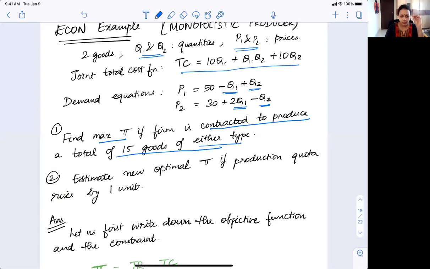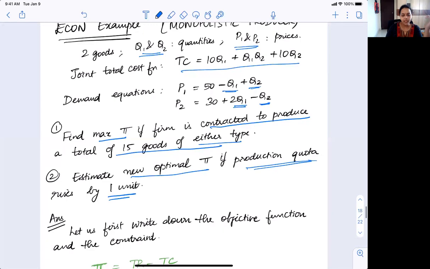And then the second part of the question asks us to estimate the new optimal profit if the production quota rises by 1 unit. Okay, so when they say production quota, we know for certain that there is a constraint in terms of the production quota. And if the constraint changes by 1 unit, we want to see what happens to total profits. All right, so this is a constraint optimization problem. So let's evaluate it using the Lagrange approach.